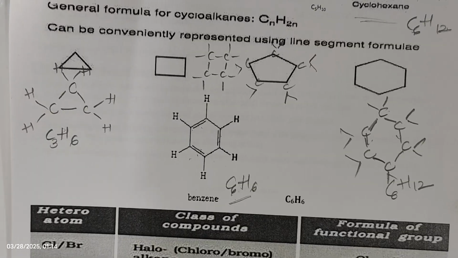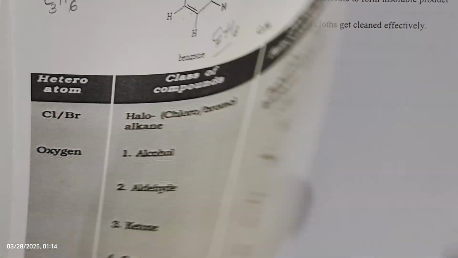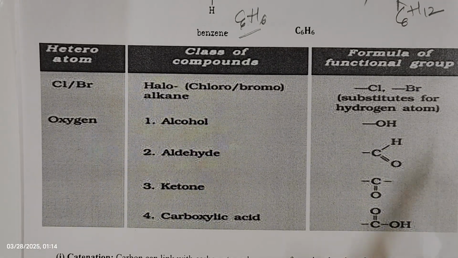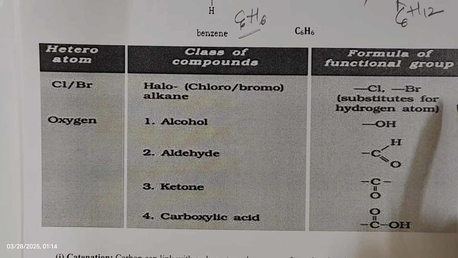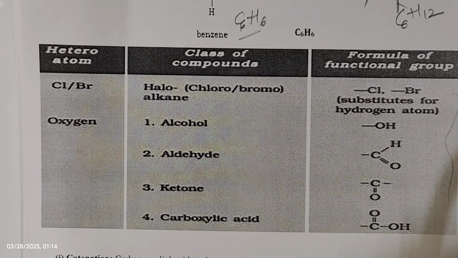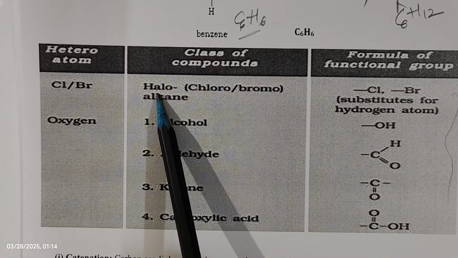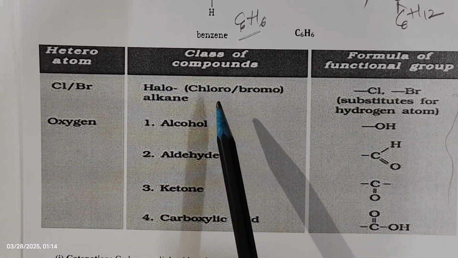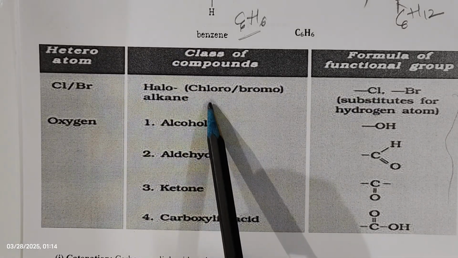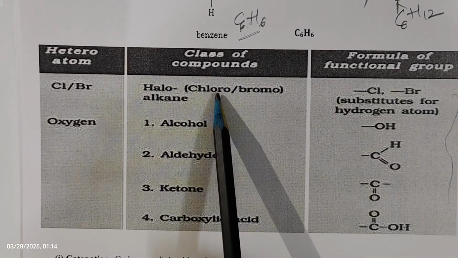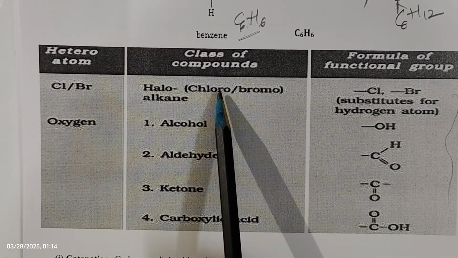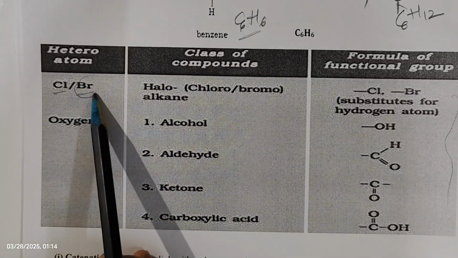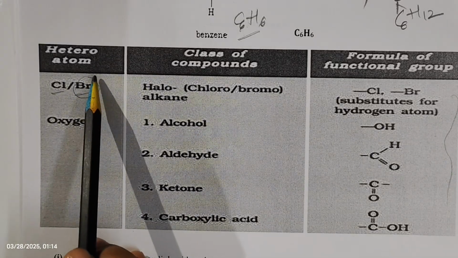So the next aspect you have to concentrate on is heteroatoms, like the functional groups. Any one of the questions will be given over this part, functional group. So halogens like chloro, bromo. In any of the compounds, if there is a functional group like Cl or Br, it represents the substitute for a hydrogen atom. You have to represent it by haloalkane.